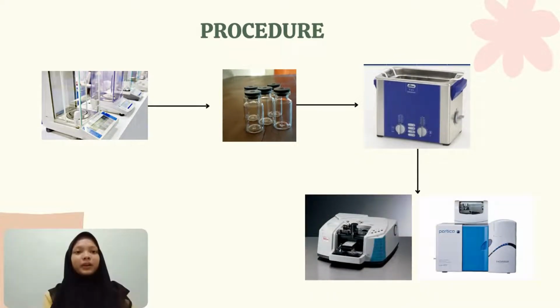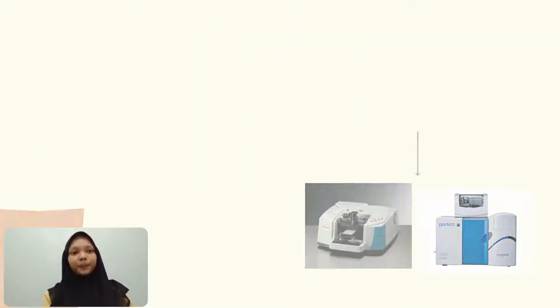Characterization of the synthesized magnetite using particle size analyzer or PSA. 5 mg of synthesized magnetite was put into a glass vial, added 5 ml of 0.1 molar citric acid, and then sonicated for 15 minutes and characterized using PSA. After that, characterization using FTIR.